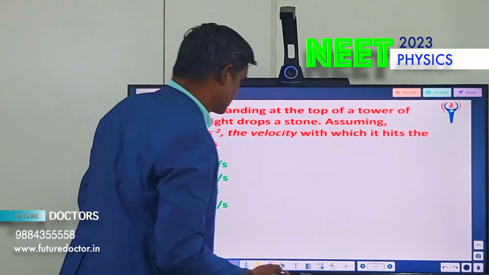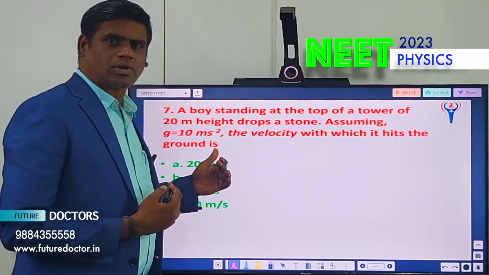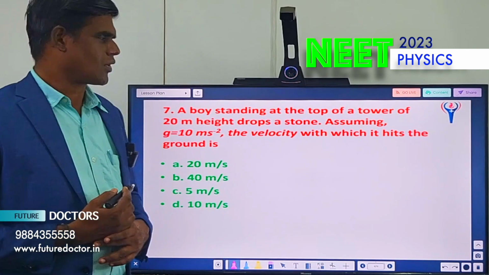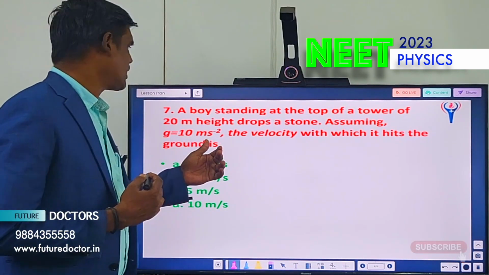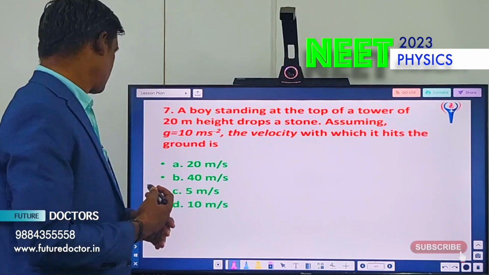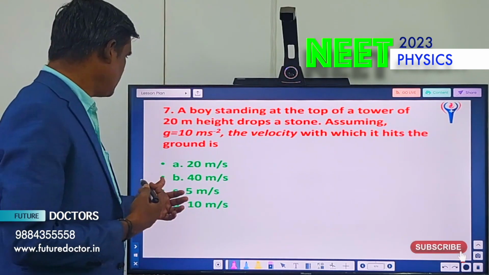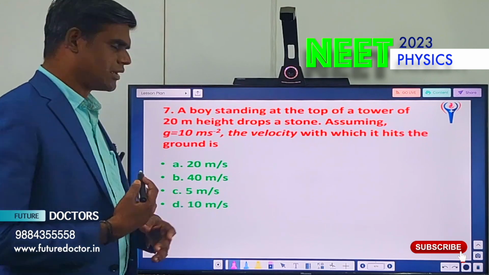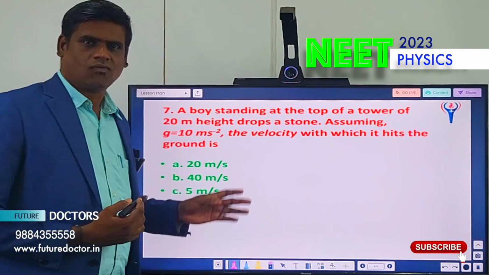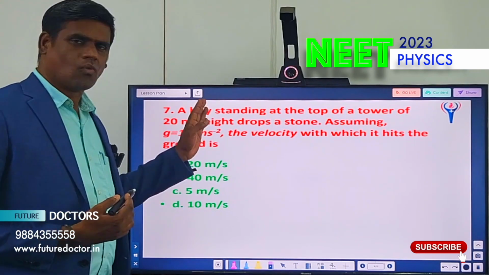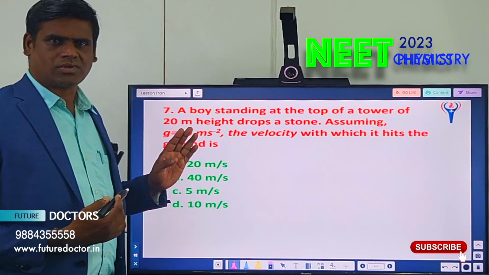Let's move to the last question. A boy standing at the top of a tower of 20 meter height drops a stone. Assuming g equal to 10 meters per second square, the velocity with which it hits the ground is dash. That is the final velocity. A: 20 meters per second. B: 40 meters per second. C: 5 meters per second. D: 10 meters per second. Here you should apply the equations of motion. There are 4 equations of motion, and you have to apply one of them to solve this.